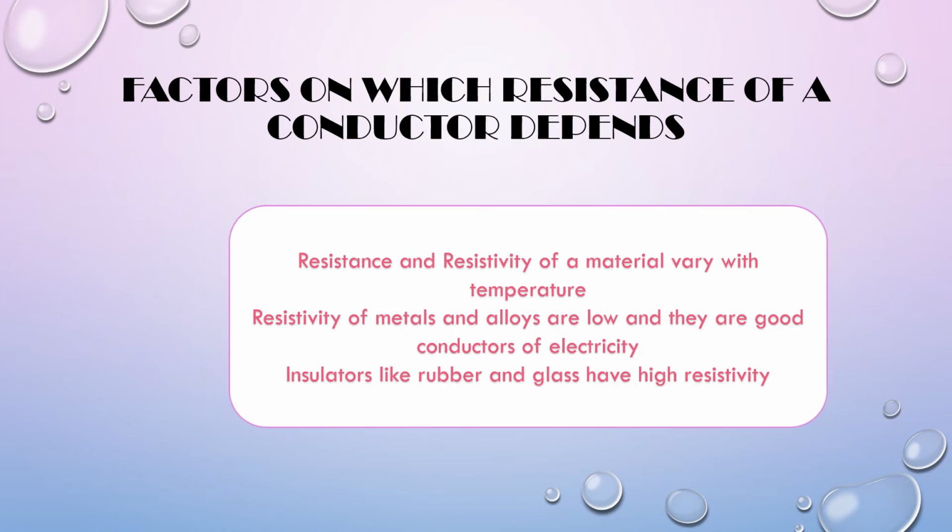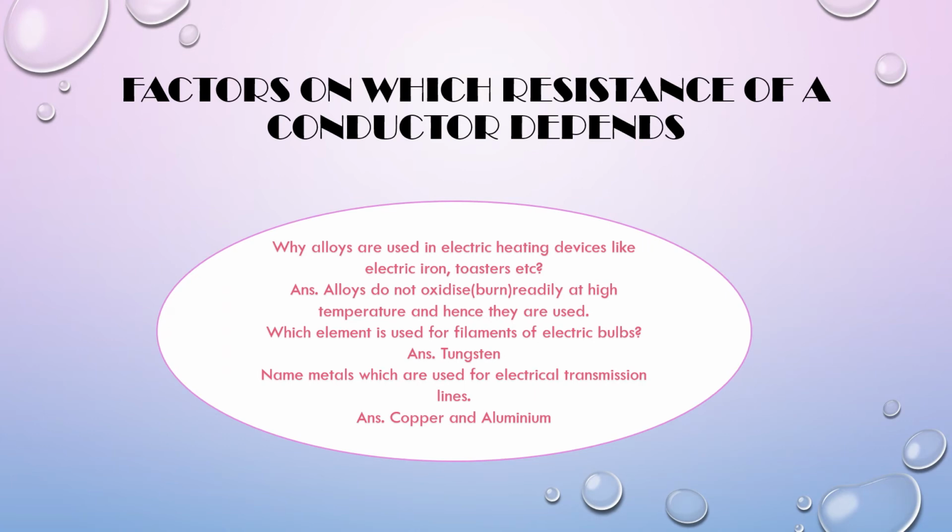Resistance and resistivity of a material vary with temperature. Generally, the resistivity of metals and alloys is low and they are good conductors of electricity, whereas insulators like rubber and glass have high resistivity.